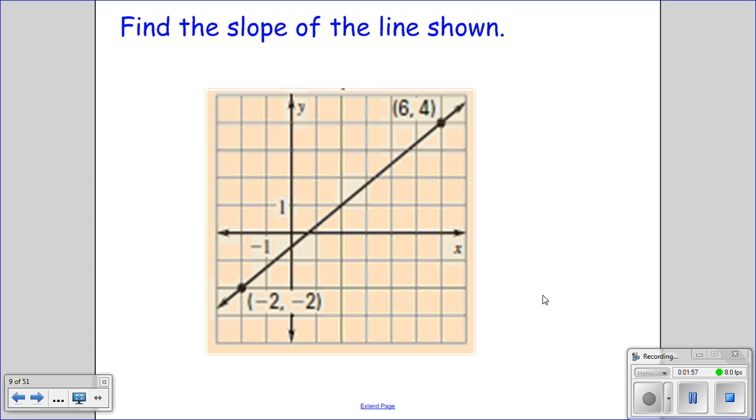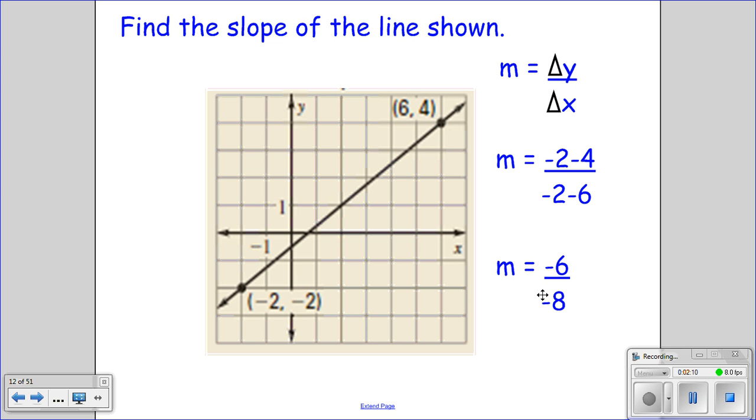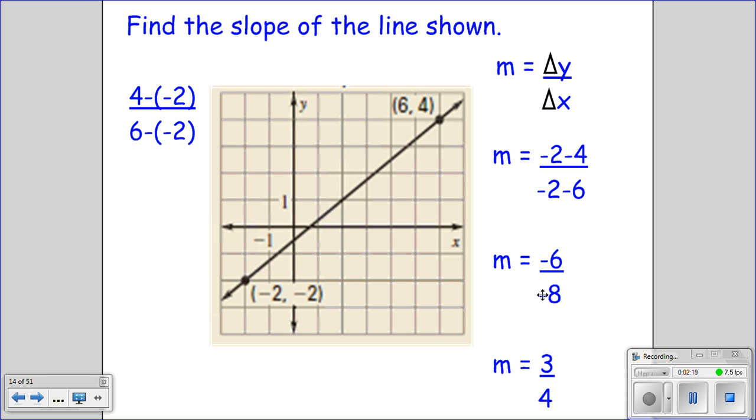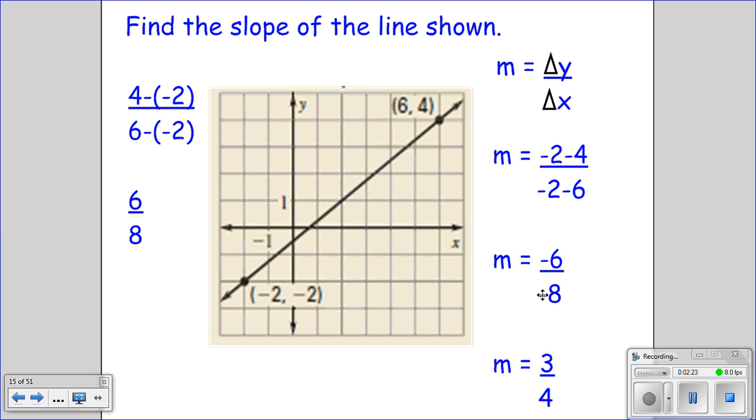Let's find the slope of this line that is on the graph. We have to subtract our y's first. So I have delta y over delta x, which is going to be negative 2 minus 4 over negative 2 minus 6. That gives us a negative 6 over negative 8, which is a positive 3/4 for the slope. We could have subtracted the y's in the other order, being 4 minus a negative 2 over 6 minus a negative 2, and that gives us 6 over 8, or a positive 3/4. The slopes are the same.